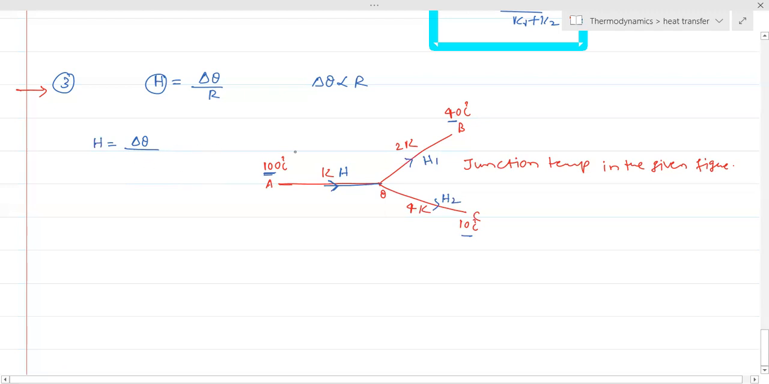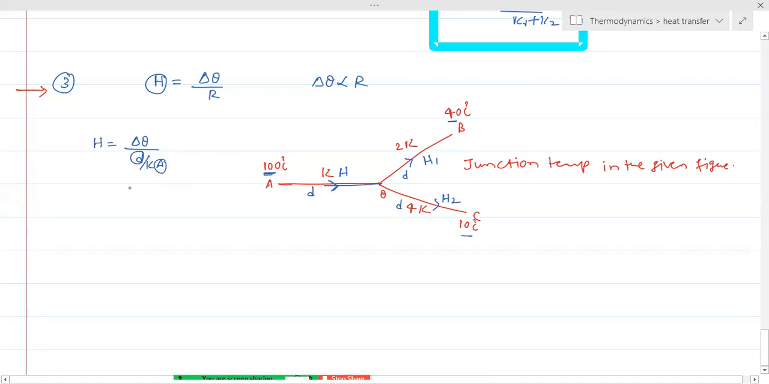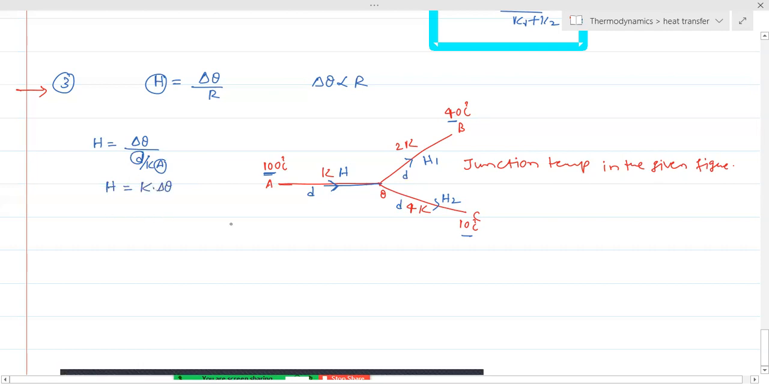They have the same length. Suppose they have D. So first we are analyzing H equal to K A delta theta by D. D is the same and A is also the same, so H is equivalent to K into delta theta. Now I am taking H is equivalent to H1 plus H2.